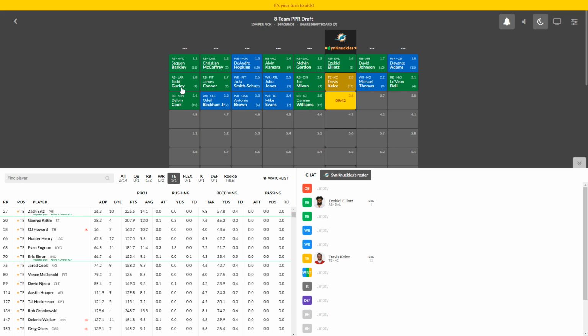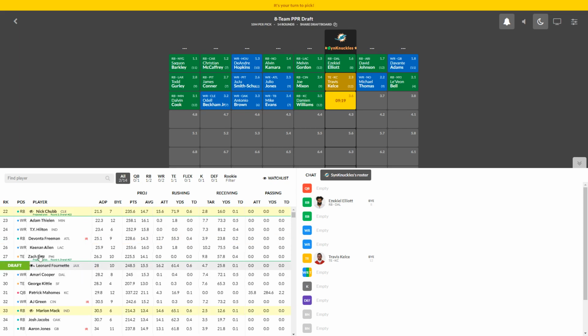So after Kelce, Mixon, Julio, JuJu, James Conner, Todd Gurley. Todd Gurley, if you guys have noticed, has been falling down, yelling timber, because you don't want him. He has arthritis of the knee. He ain't doing too hot. You don't want him. Todd Gurley, Dalvin Cook, Odell Beckham, Antonio Brown, Michael Thomas, Damien Williams, and now it's our pick. We already got our tight end, so we're on to running backs and receivers.